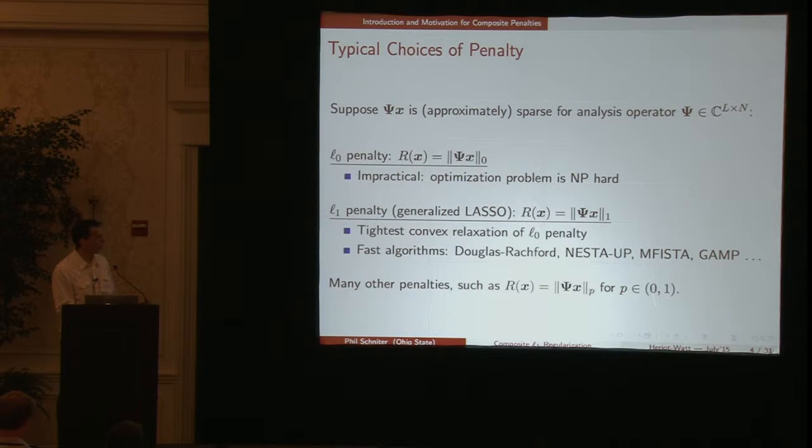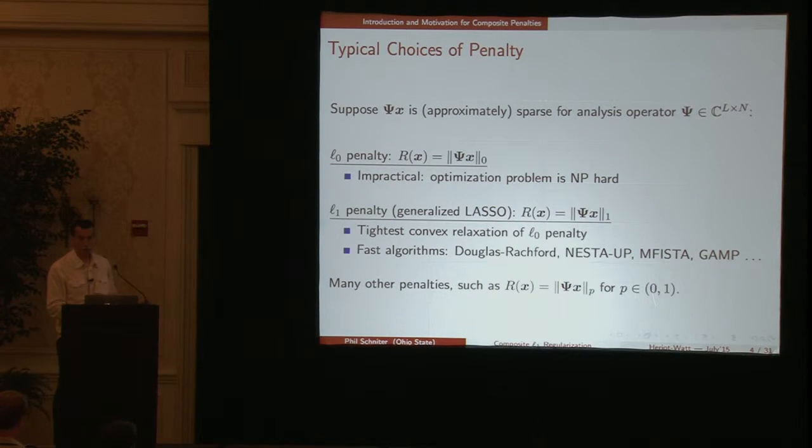A typical thing is if we knew that psi x was completely sparse, then we might want to minimize the counting norm, the L0 norm. But the problem is that this is an NP-hard problem, so we typically don't consider this. So what most people do is they'll consider the tightest convex relaxation, which is the L1 norm. And for this problem, there's all sorts of fast algorithms that can solve it.